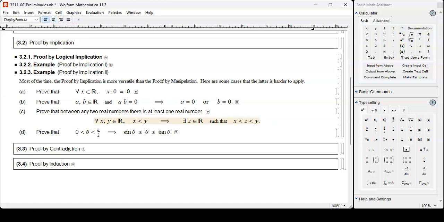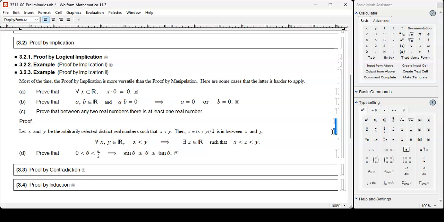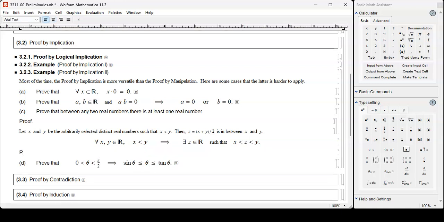How do you do this? How do you find an appropriate z? If you put z as x plus y over 2, the average point, that's in between x and y. So you can write like this. If you want to write symbolically, then you can kind of write like this.